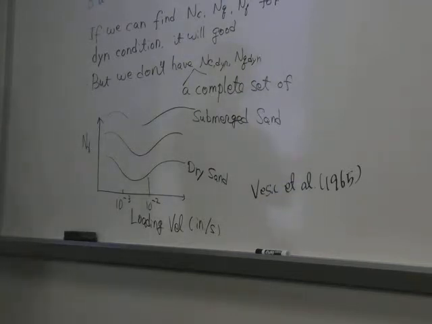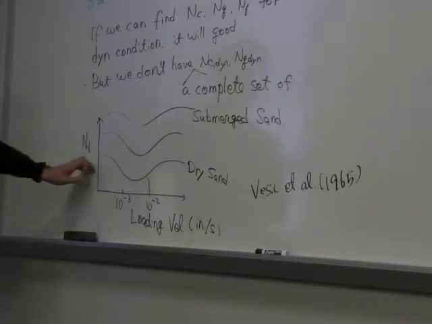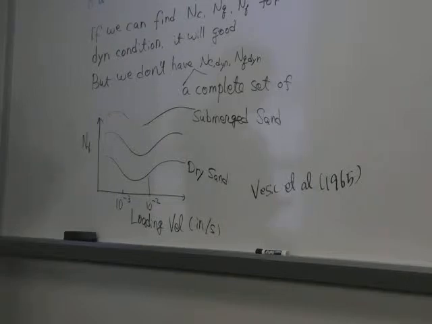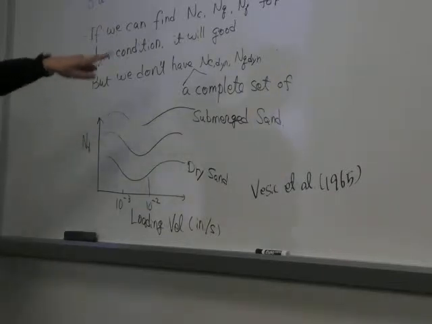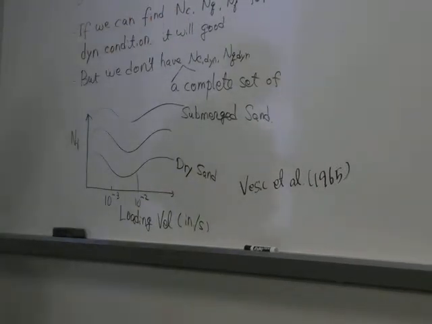When you plot this figure, you don't have to plot it very accurately. I intentionally just removed the numbers on this side. Okay, then let's look at this figure. N sub gamma is one of the bearing capacity factors.